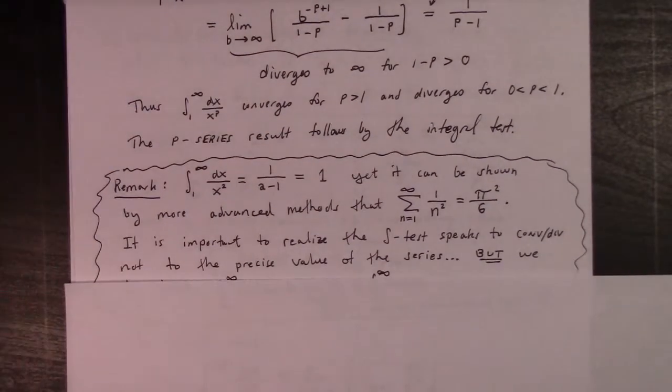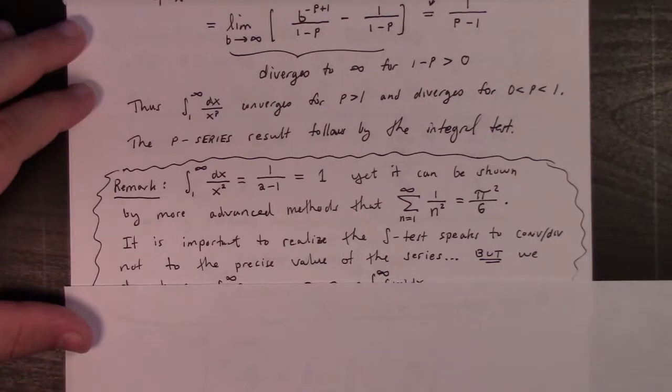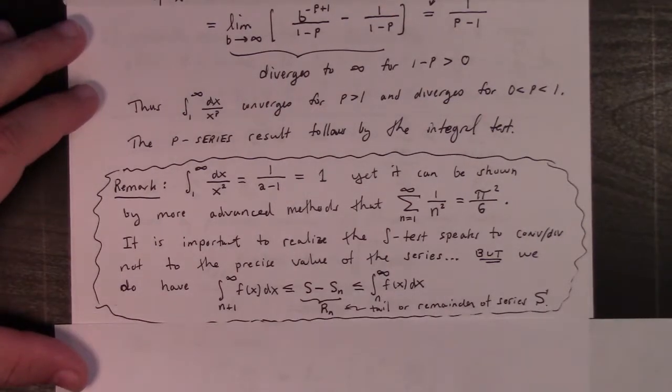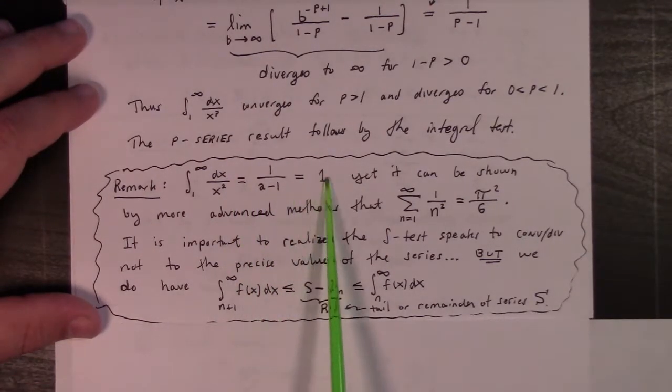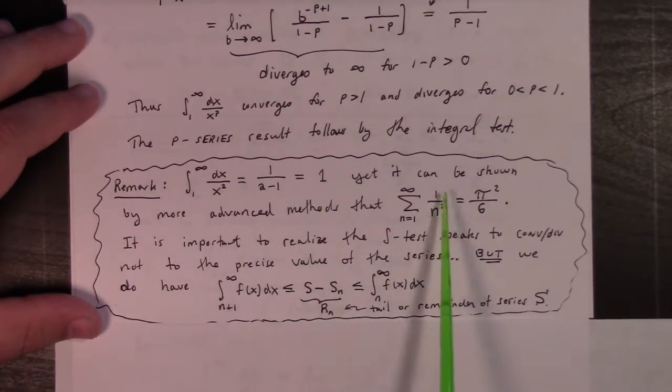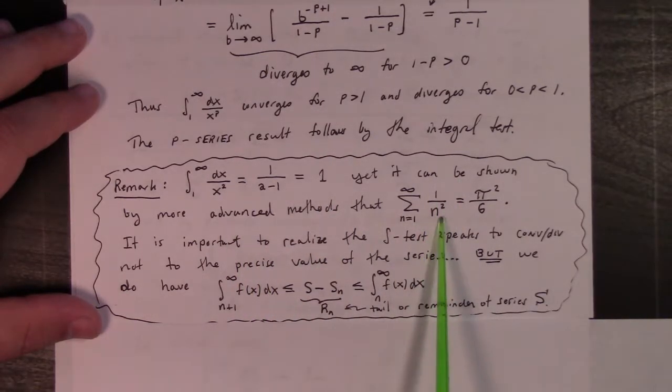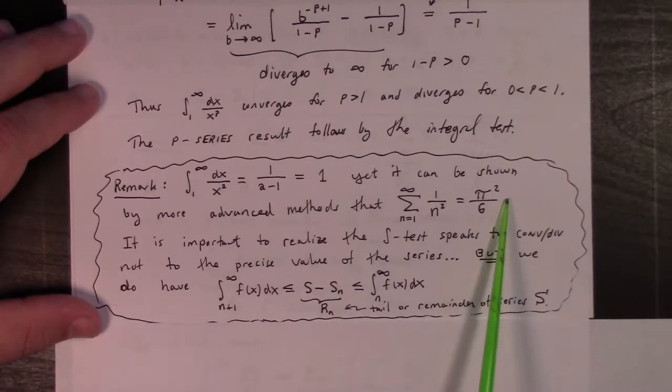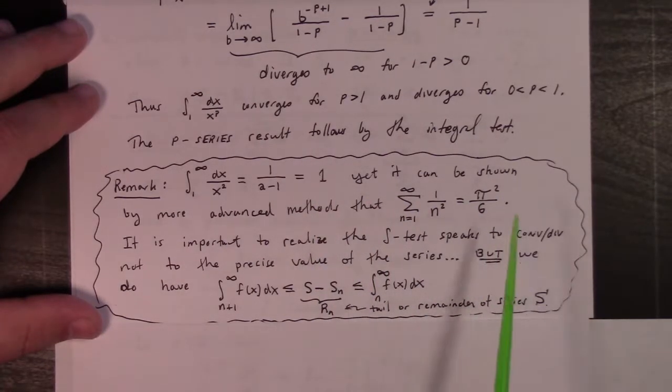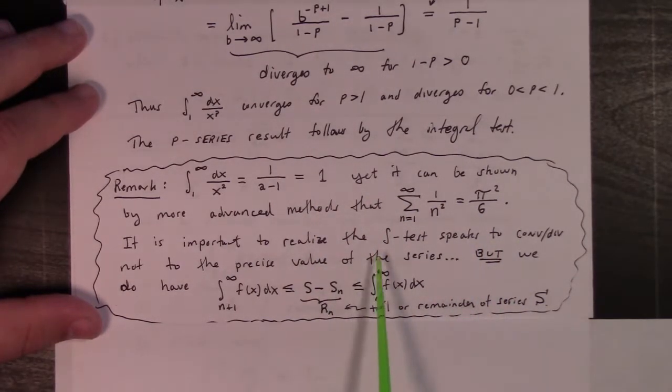By the way, something kind of neat to notice is that the integral of dx over x squared is actually equal to 1. But by more advanced methods, you can show that the p equals 2 series actually works out to pi squared over 6, which is, of course, not equal to 1. So it's important to realize that the integral test speaks to the convergence and divergence, but not to the precise value of the series.